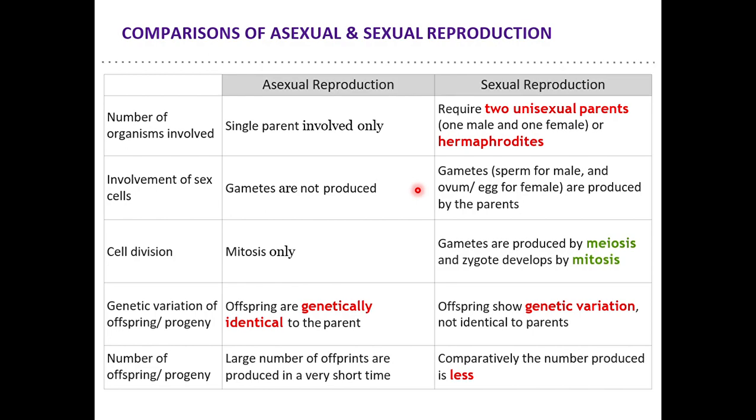In terms of genetic variation of the offspring, in asexual reproduction, the offspring is genetically identical to the parent, and in sexual reproduction, the offspring shows genetic variation. So the genetic construct of the offspring is not identical to the parents. The number of offspring in asexual reproduction is usually large and produced in a very short time. And in sexual reproduction, a comparatively smaller number of offspring is usually produced.